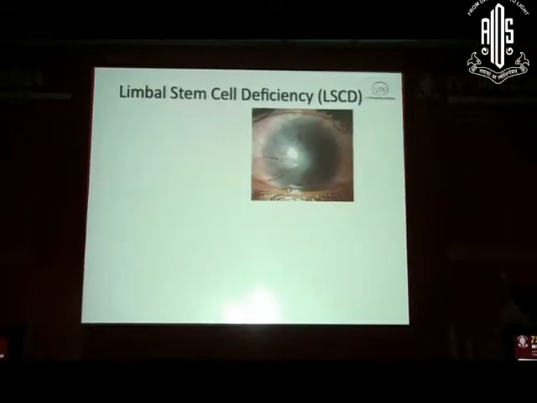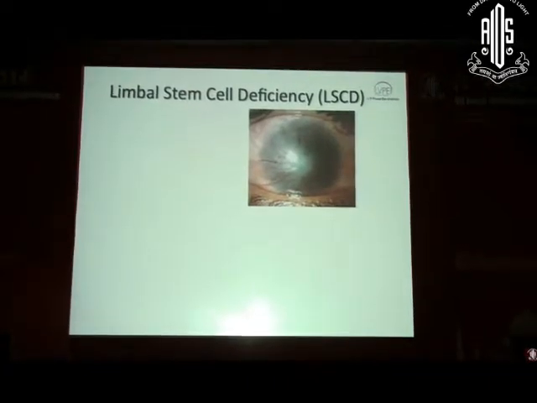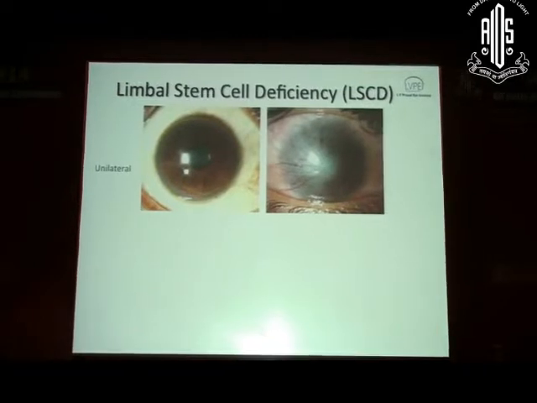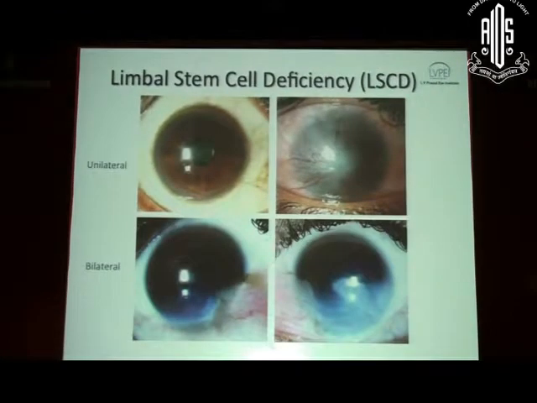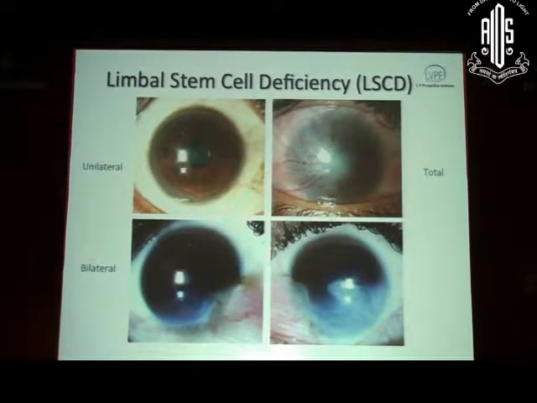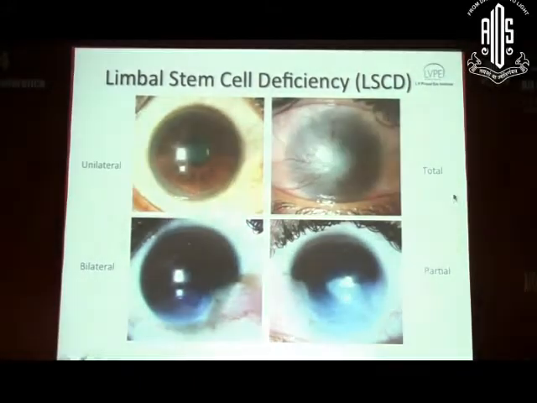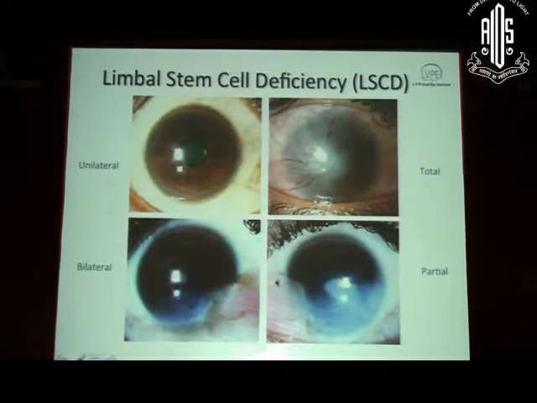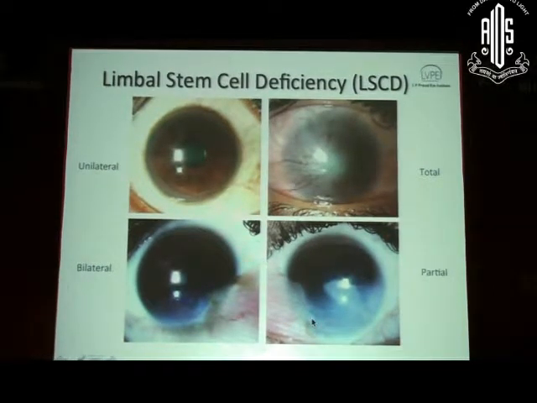But any damage to the limbus results in a clinical condition called limbal stem cell deficiency, with cystic epithelium on the surface, superficial vascularization, and a surface that is not healthy, keeps breaking down, and there's a loss of vision. Now, depending on the extent of involvement, it can be unilateral or bilateral, total or partial. Total is when the entire limbus is affected. Partial or subtotal is when some parts of the limbus are affected and some parts are spared.